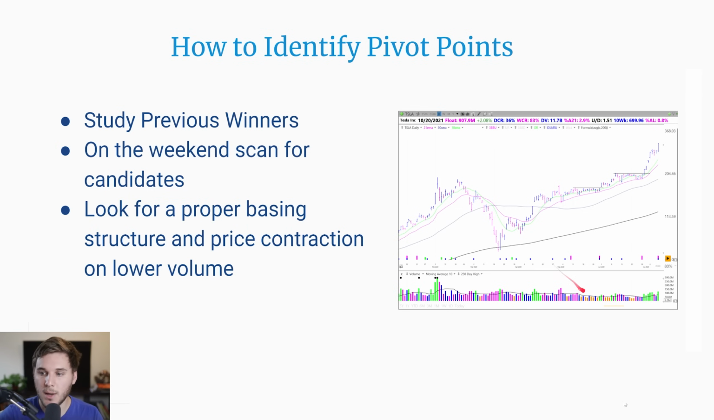So look for those pocket pivots, look for low volume right before the breakout when price is really, really tight. So that's what I mean by proper basing structure. And also, if you go ahead and miss a breakout, don't beat yourself up. Instead, check what the chart looked like before the move. So train your eyes to spot the next opportunity.